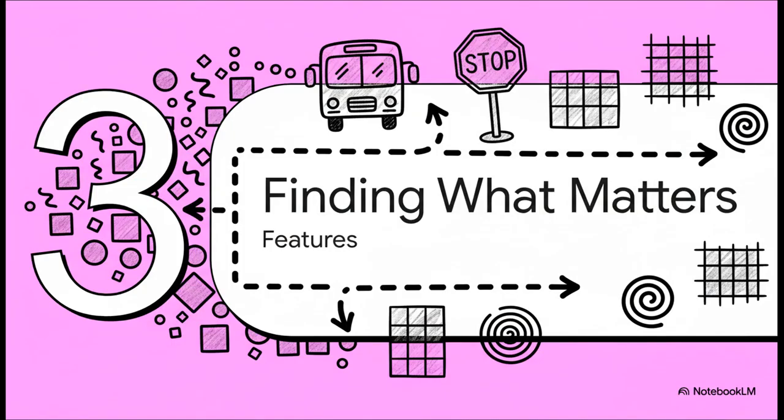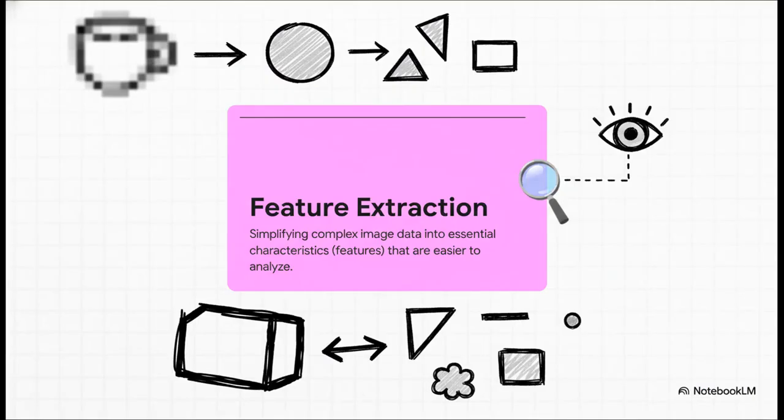Okay, so if an image is just millions and millions of numbers, how on earth does a computer find a bus in that ocean of data? It can't possibly look at every single number, right? It needs a smarter way. It has to find the important patterns. And that smarter way is a process called feature extraction. The whole idea is to simplify everything, to throw away all the noisy, unnecessary pixels and just keep the absolutely essential characteristics, the features that really define an object. We're talking about things like edges, corners, and textures.